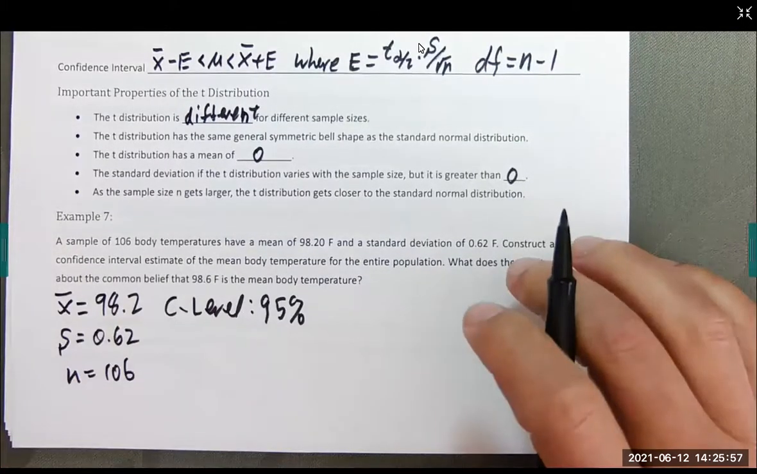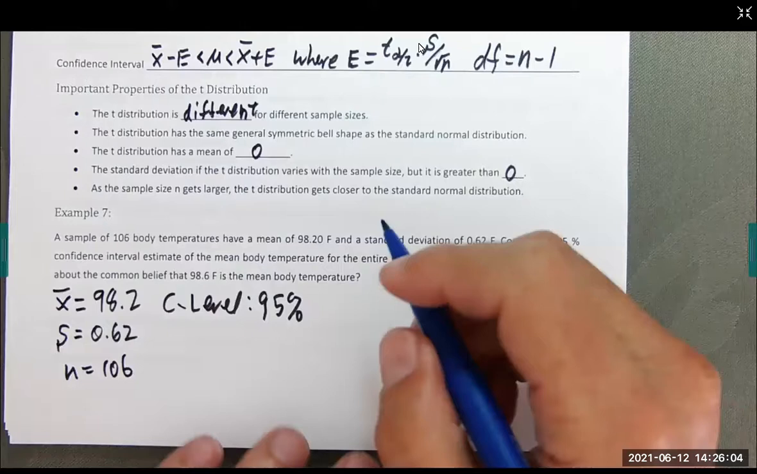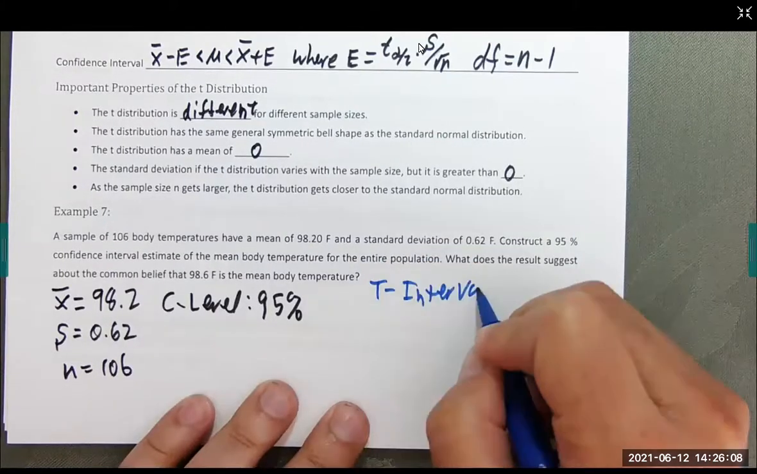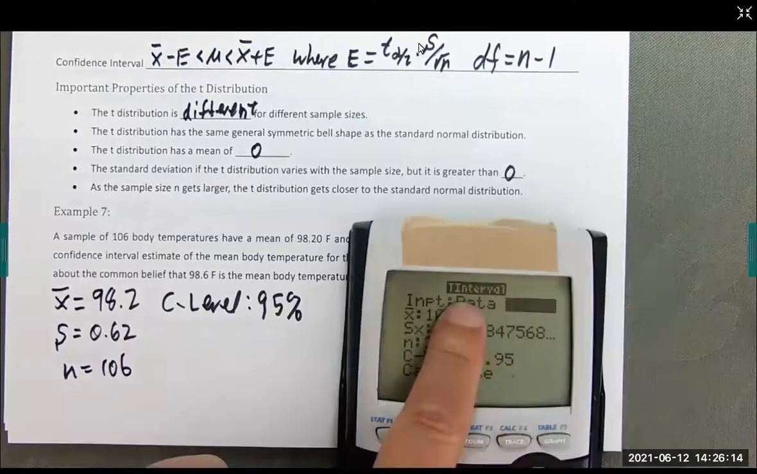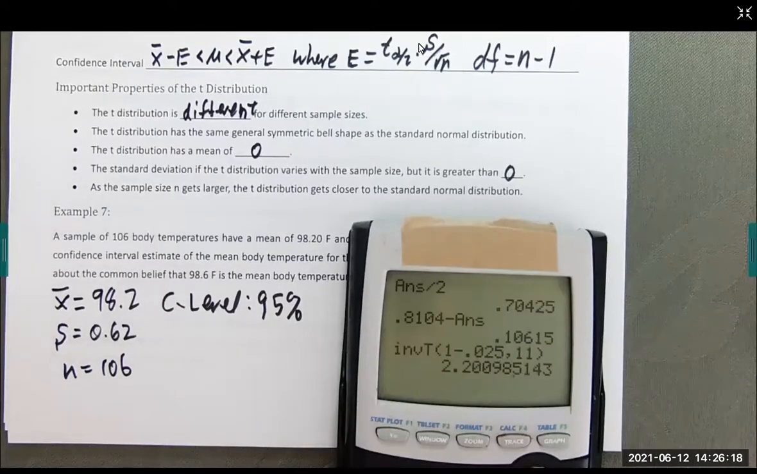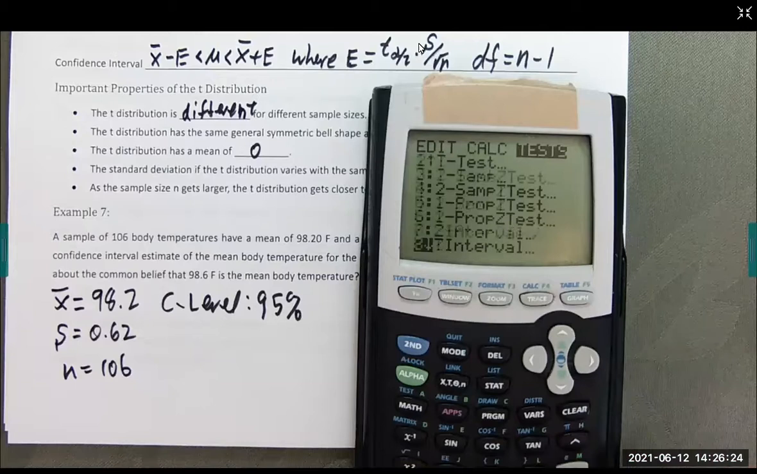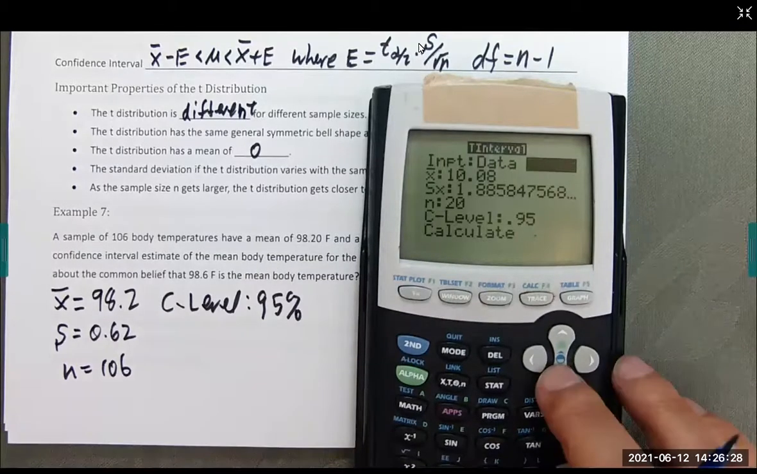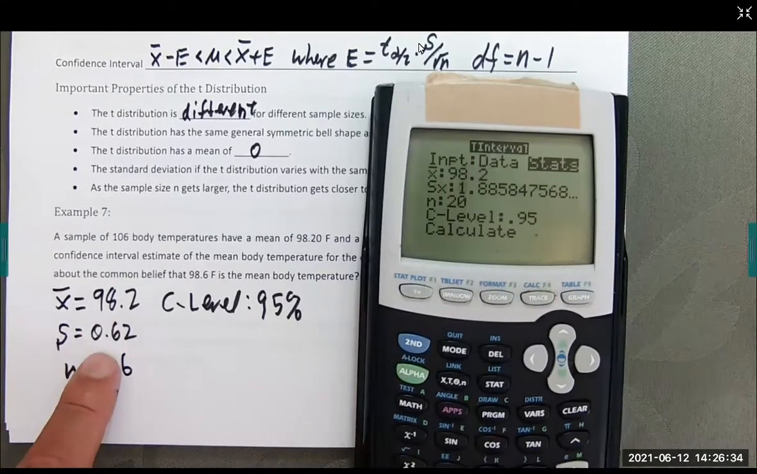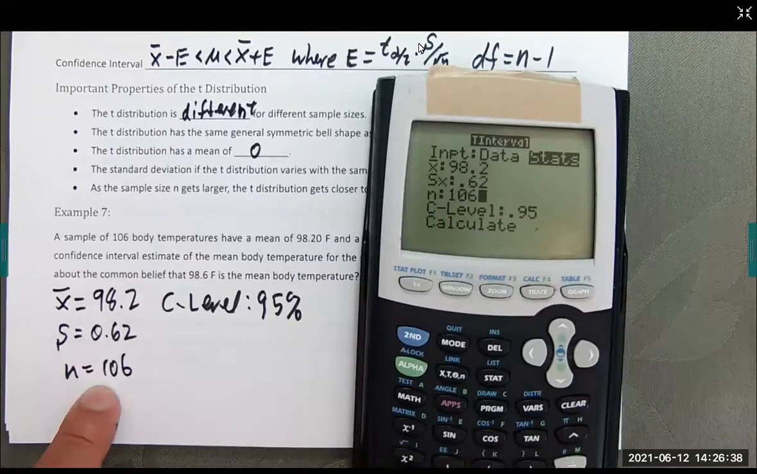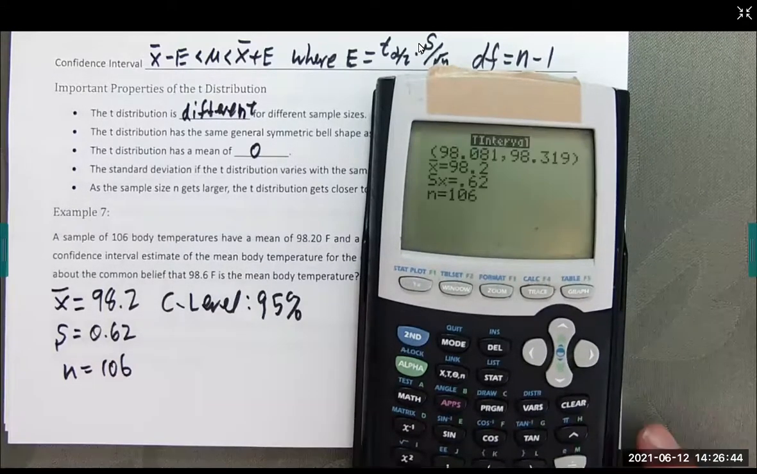Now, we are using, change colors here real quick. This is called a t interval. And here we go, t interval. Again, you get here by going stat, tests, and then t interval. All right, so x bar, 98.2. Standard deviation, 0.62. n is 106. Our C level is 95%. And ladies and gentlemen, we're done.